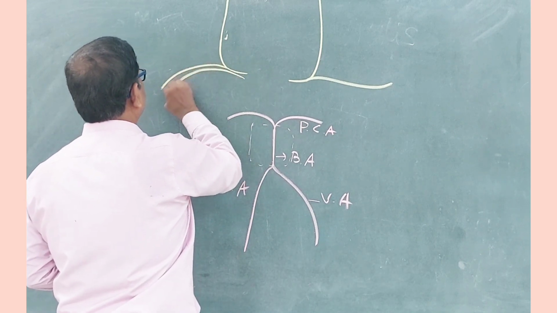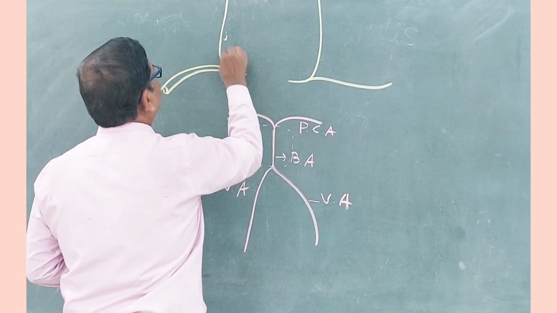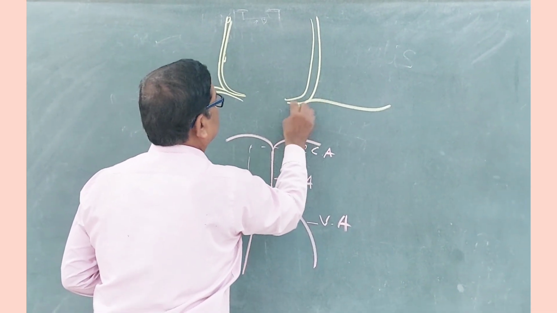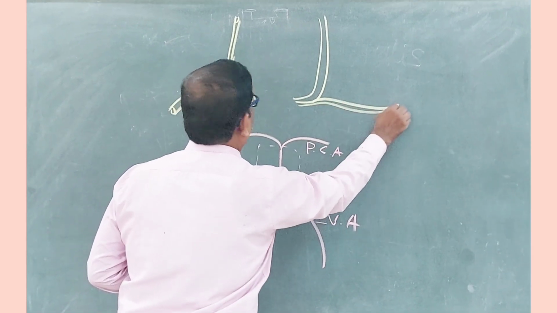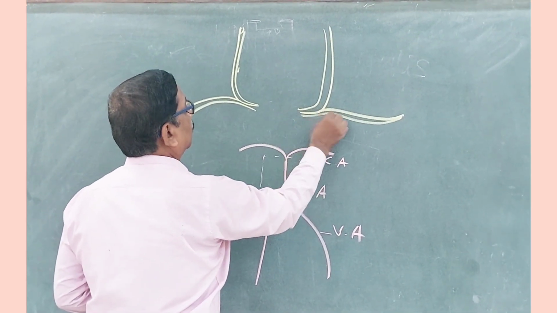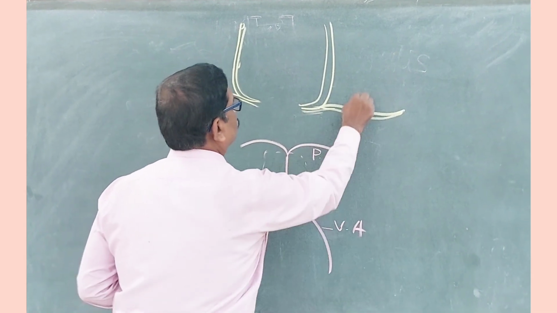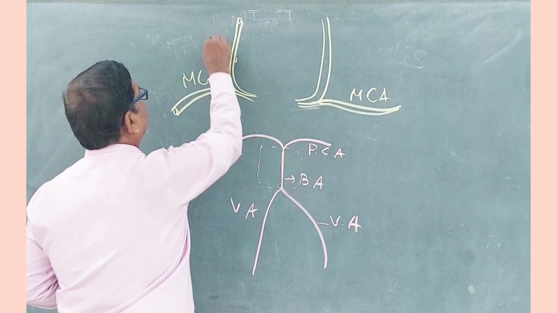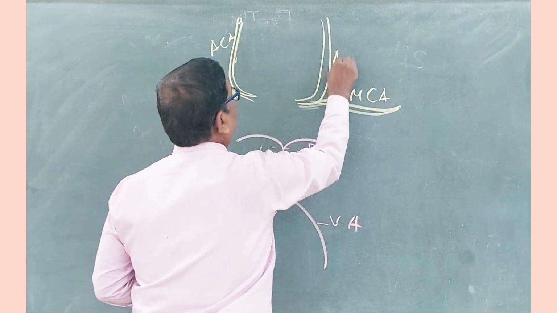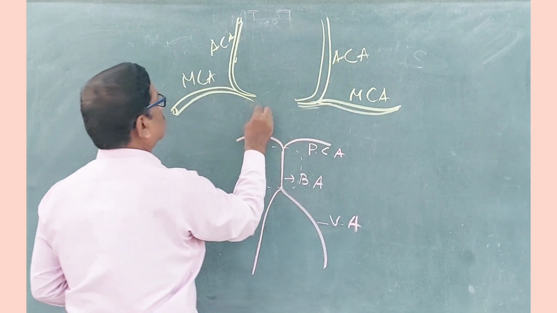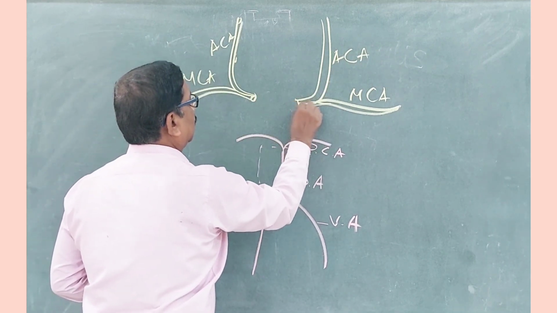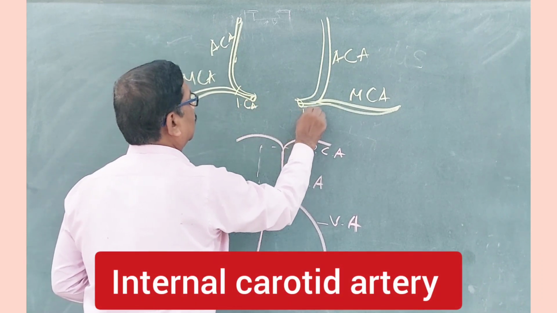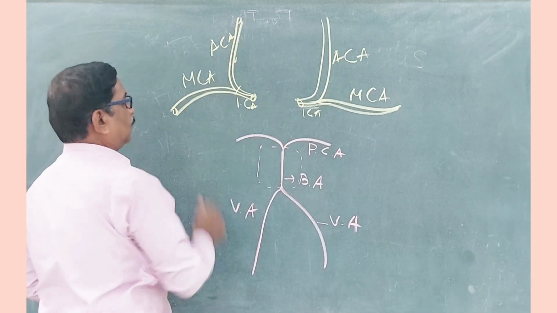If I draw it like this, it would look in this way. This is the anterior cerebral artery, and this is the middle cerebral artery. So the middle cerebral artery of both sides and the anterior cerebral artery of both sides. And this one, up to here, is the internal carotid artery. It divides into two branches.